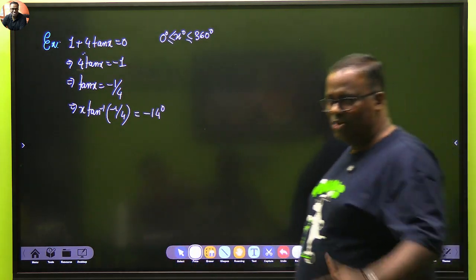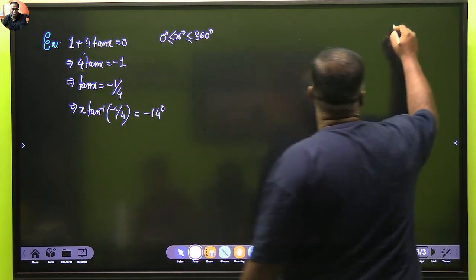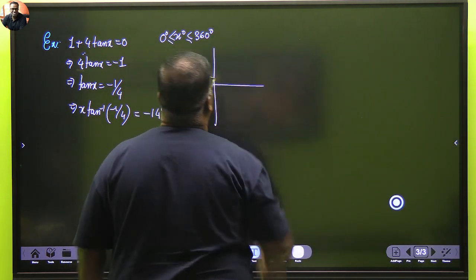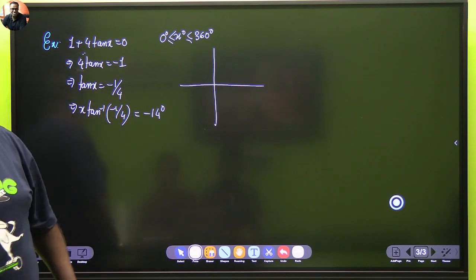Right? So we again go back to a quadrant. So we'll make a quadrant out here. And what is the function that we are looking for?